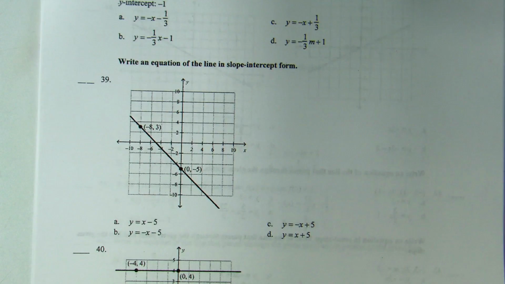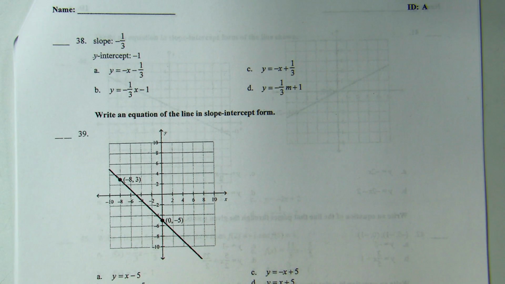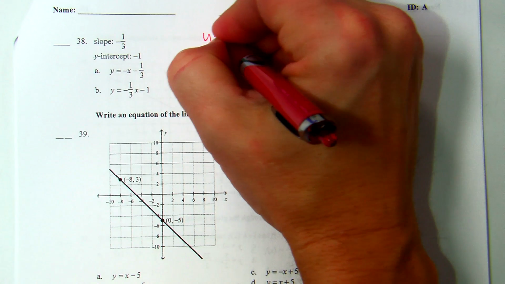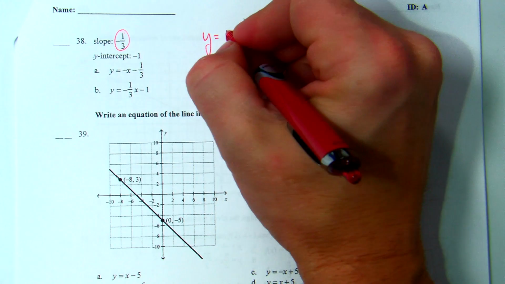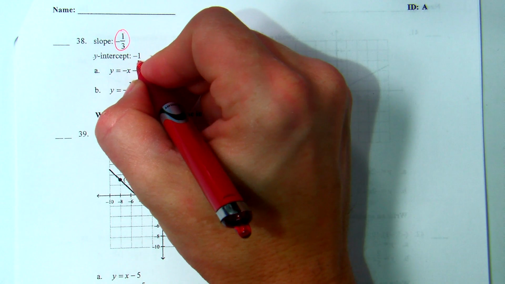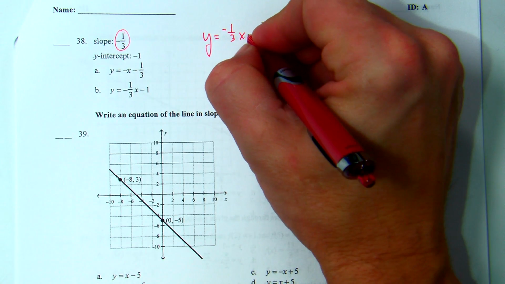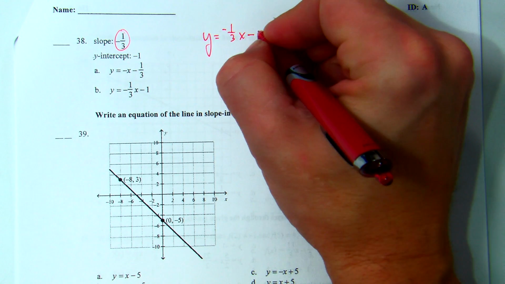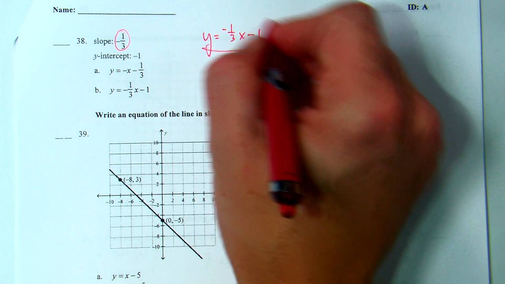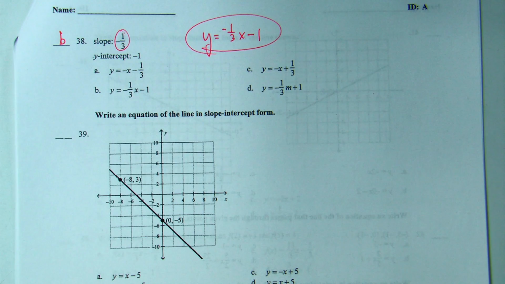All right, on to number 38. Again, they give us the slope. They give us the y-intercept. They want us to write the equation. So y is going to equal the slope, -1/3 x, plus b. In this case, b is a negative, so plus a negative means minus. So we're going to have -1. That's my equation. So the answer to 38 should be B.